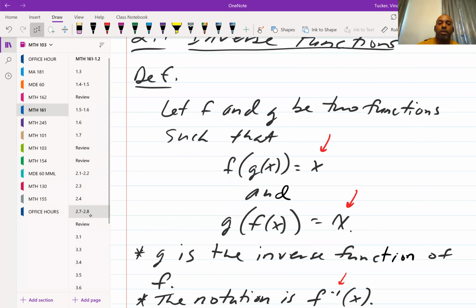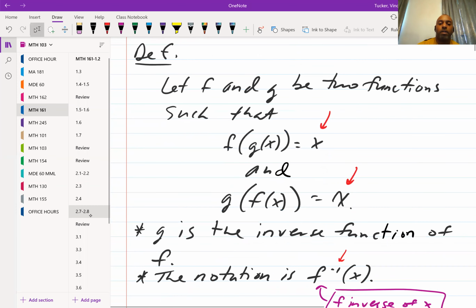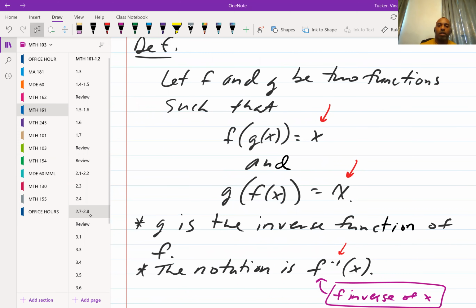So if this does occur, g is the inverse function of f. And then our notation is right here. Notice we have f, and then we have the negative 1 like an exponent. That's called f inverse of x. So that would be the notation of your inverse functions.